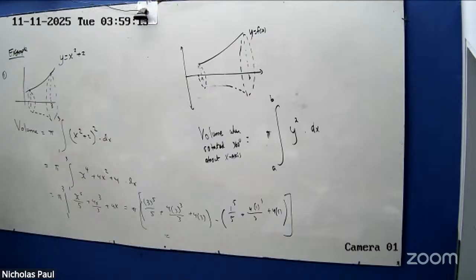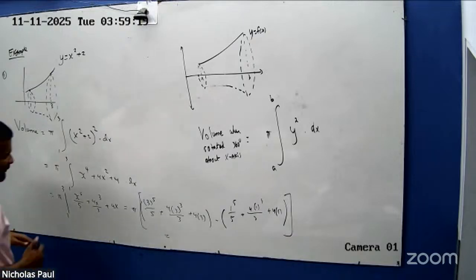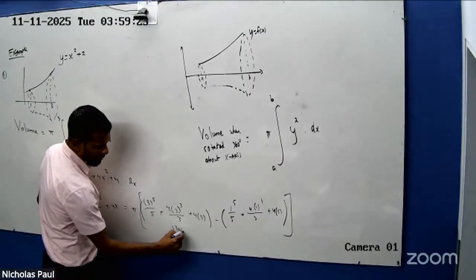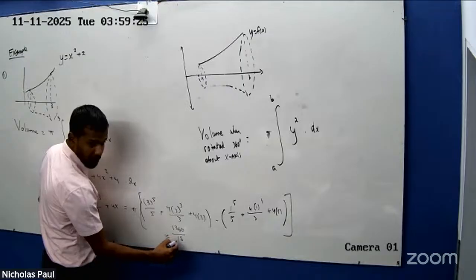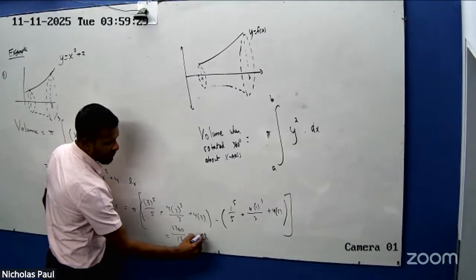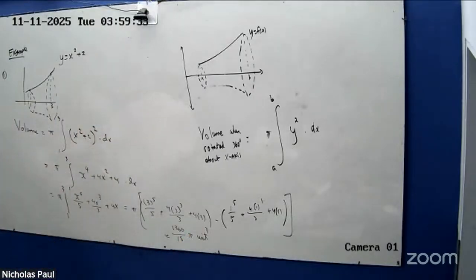If it's a fraction, then give the fraction. Yes. 1366 over 15, pi. And remember it's volume, so you write units cubed.